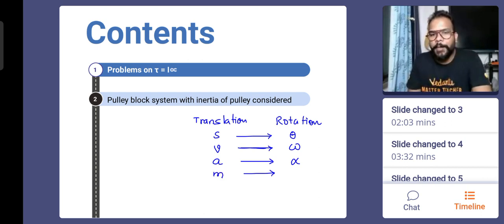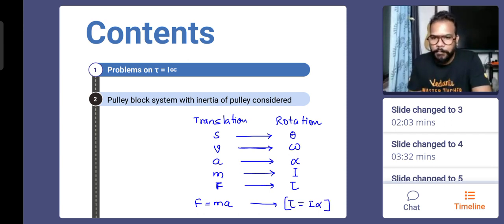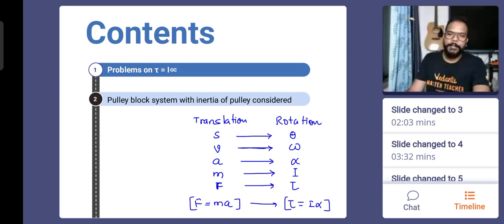The role which was played by mass there is played by moment of inertia, capital I. The role that was played by force there is played by torque here. So in the same sense, can I say that F equal to ma has to become tau equal to I alpha? Yes. Perfect. So first of all, we'll derive it.